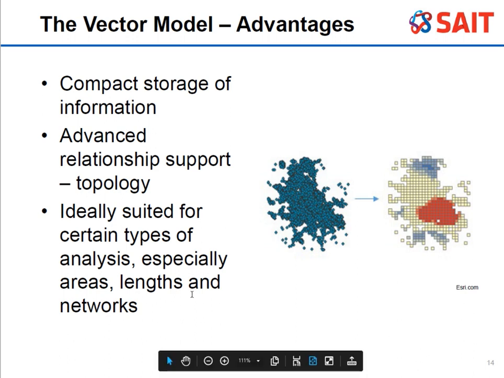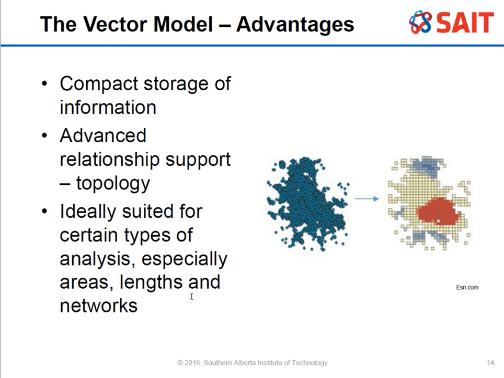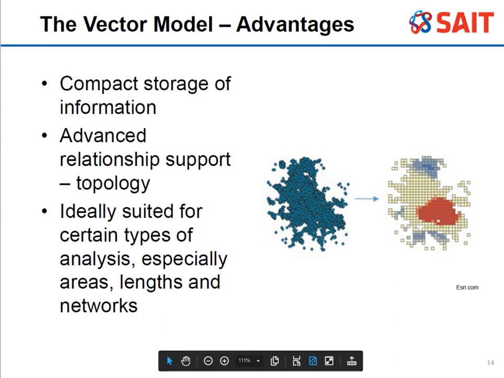It doesn't just automatically do that, but it is something that you can do. Another advantage is it's really good for certain types of analysis, especially looking at areas, lengths, and networks. Because I know where all the corners are of my polygons, because I know exactly where the road is, I can have really good analysis as to, for example, distances, or perhaps trying to find the optimal area for a business or something.